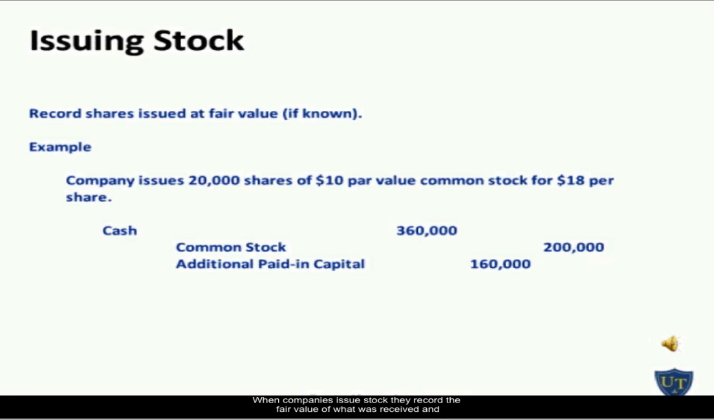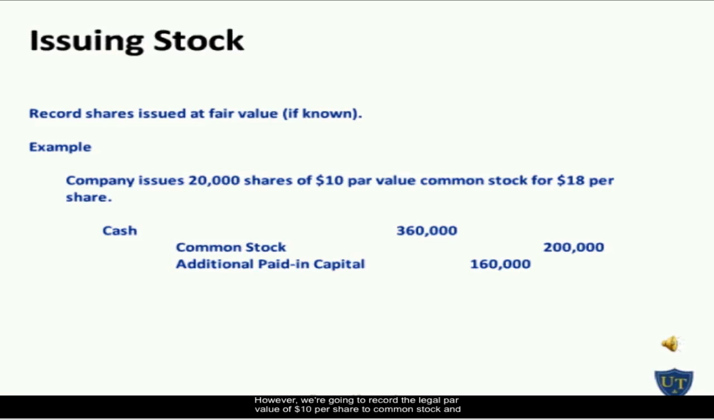When companies issue stock, they record the fair value of what was received and use that to value the stock that was issued. In this example, the company is issuing 20,000 shares of stock that has a $10 par value from the Articles of Incorporation, and they receive $18, a fair market value of $18 per share. So in total, the company receives $360,000 of cash, 20,000 shares at the $18 per share fair market value, and that $360,000 increases the corporate assets and it increases contributed capital and stockholders' equity.